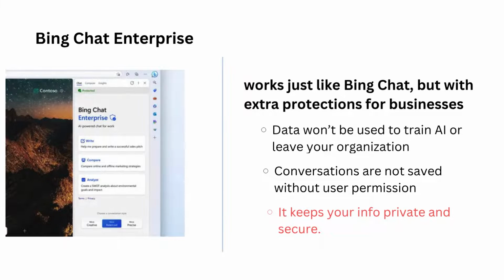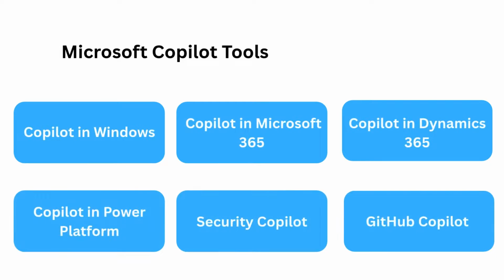Microsoft Copilot Suite includes tools like Copilot in Windows, Microsoft 365, Dynamics 365, Copilot in Power Platform, Security Copilot, GitHub Copilot. What is it? Microsoft Copilot is a family of AI tools that help with tasks in apps like Word, Excel, Dynamics, and even cybersecurity and app development. Each one is built for a different purpose, but powered by the same smart AI models.